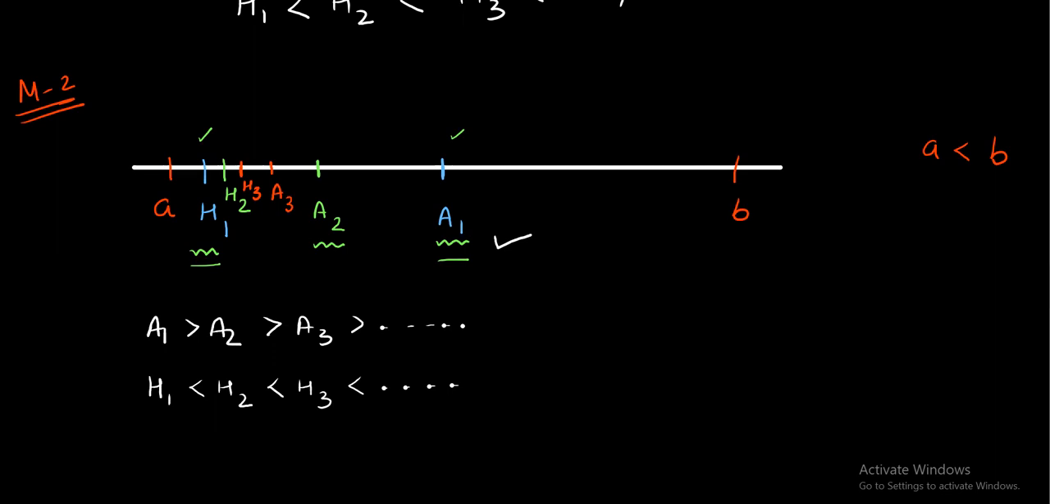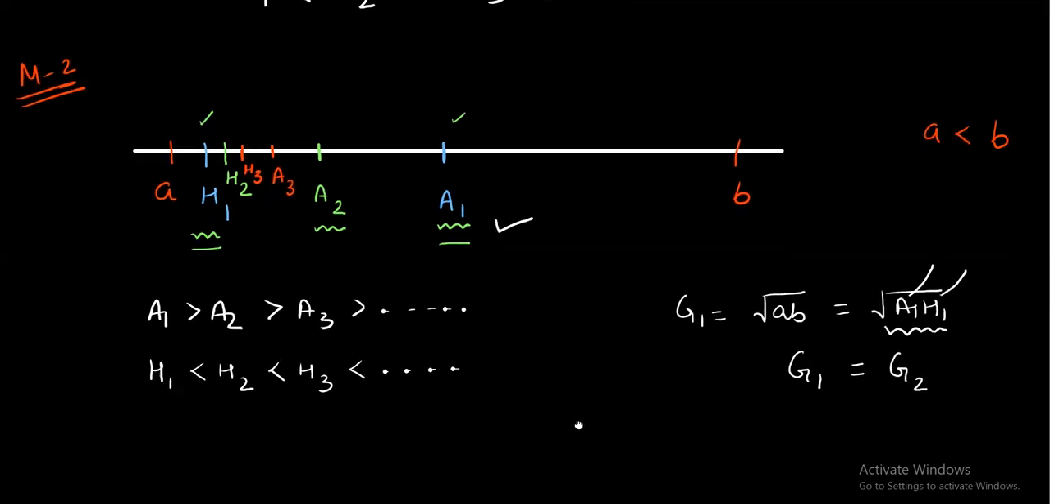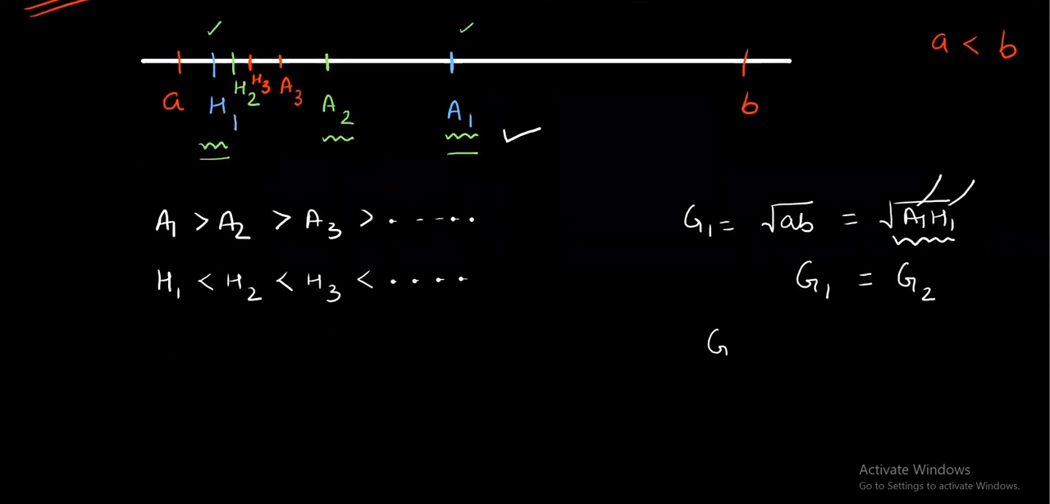Coming to the geometric mean, till now we have not considered it; we have not traced it here. Doesn't matter. Calculating, G1 is root over AB. We also know that this is equal to root over A1 H1 because of the property of geometric mean, harmonic mean and arithmetic mean. But root over A1 H1 means you are calculating the geometric mean of A1 and H1, which according to the question must be represented by G2. What we are getting is G1 is equal to G2. Similarly G3 can also be calculated. So G1 is equal to G2 is equal to G3 and so on. All the geometric means are also equal.